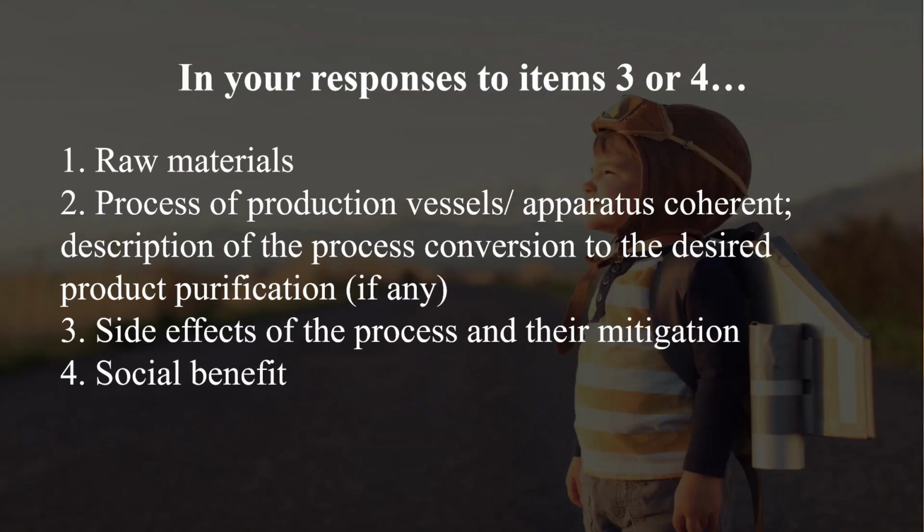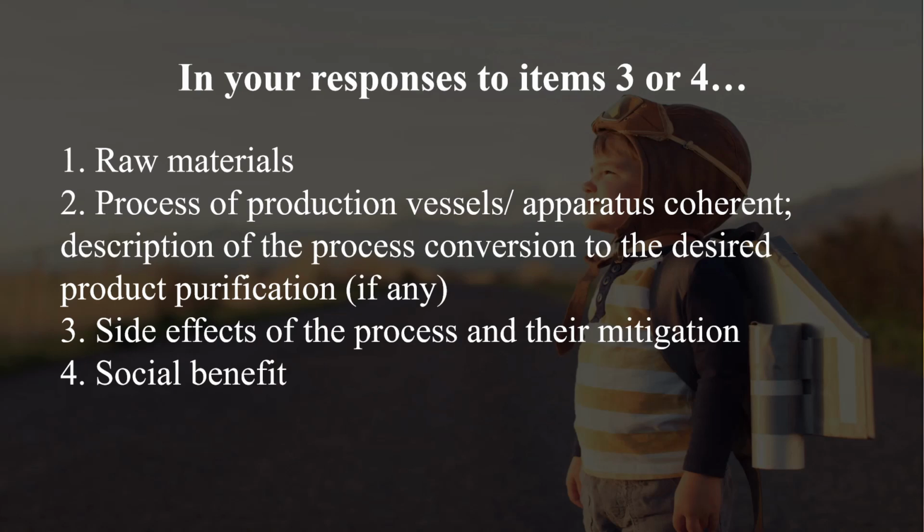Now, in your responses to item 3 and 4, these are the basic areas. You indicate a raw material, the process of production, apparatus, make sure you're coherent in description of the process and conversion to desired product. You also purify, if any. Now, the third area is side effect of the process, explain it and mitigate it. Then you identify social benefit. Yeah, so those are the 3 basic areas that you need to put in mind when you're responding to either item 3 or item 4.